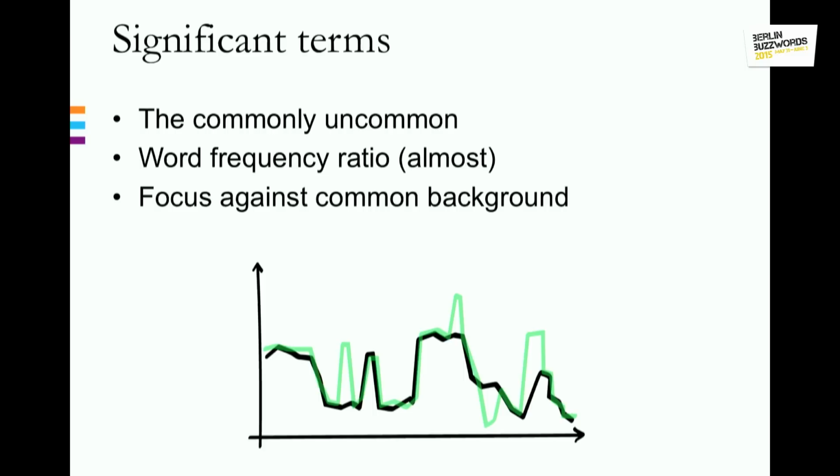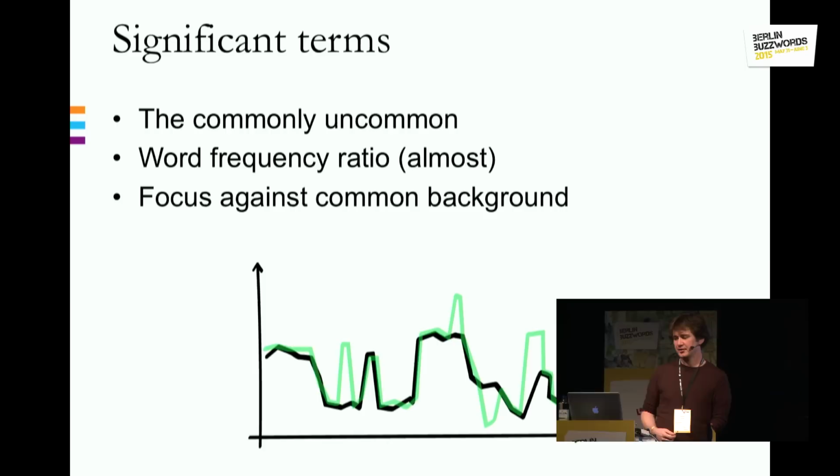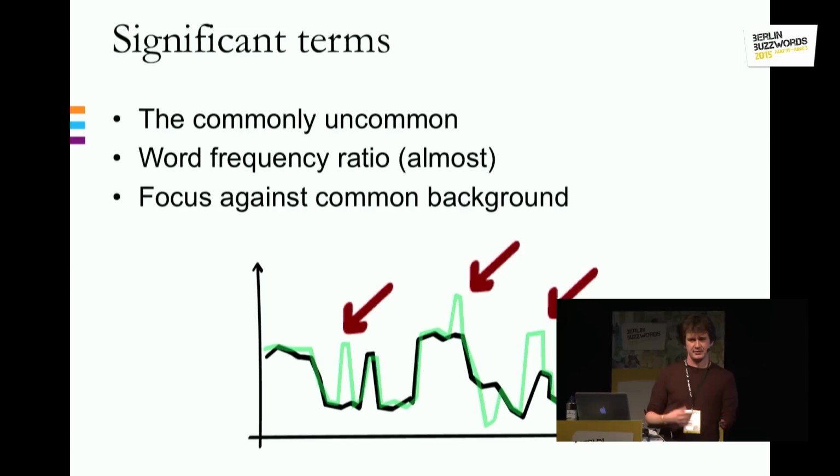It's mostly a comparison of term frequencies. You get a background set of documents with which you take the frequency of a term. This is like the dark green line here. You take your foreground set of documents, which is what you focus on. And that's like the light green line. And any positive deviation, as you see, indicates that the term is significant.